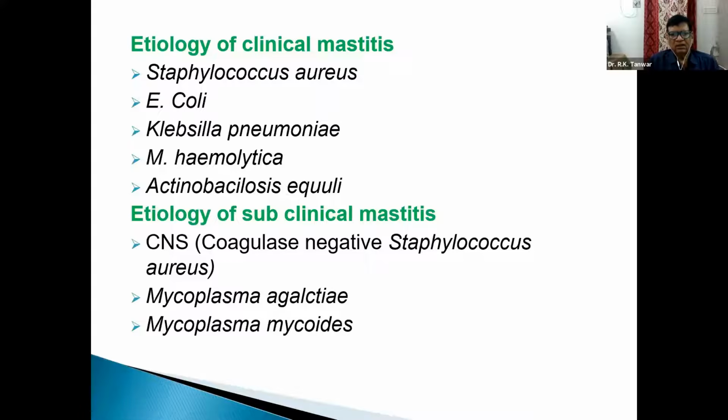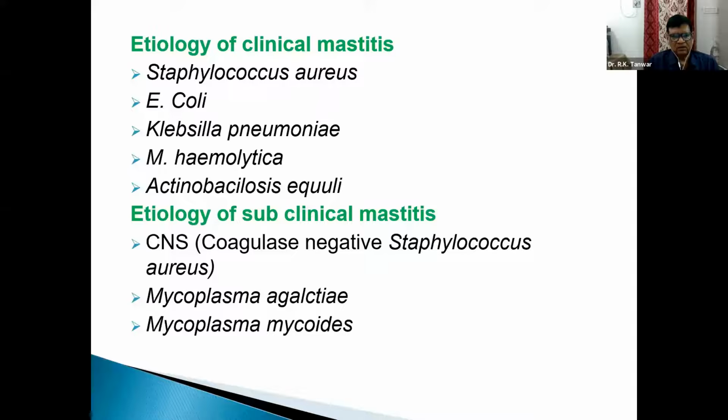As far as the etiology of clinical mastitis is concerned, there are some organisms: Staphylococcus aureus, E. coli, Klebsiella, Mannheimia haemolytica, Actinobacillus equuli. Then the etiology of some clinical mastitis is coagulase negative Staphylococcus.